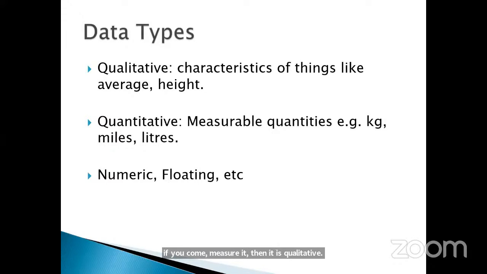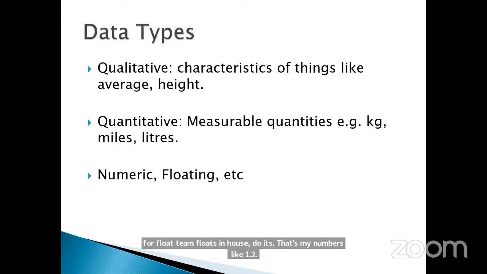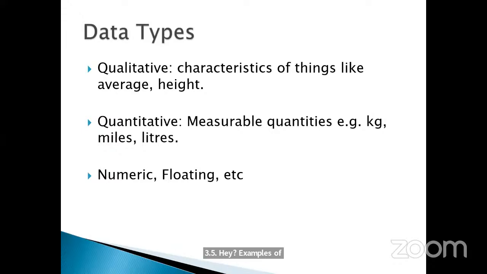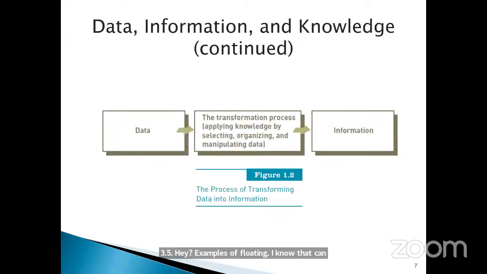Then, like we said, we have numeric. Numeric has to do with numbers, 0, that's whole numbers. Then floating has to do with decimal numbers, like 1.2, 20.5. Those are examples of floating. And all that can be classified as data types.